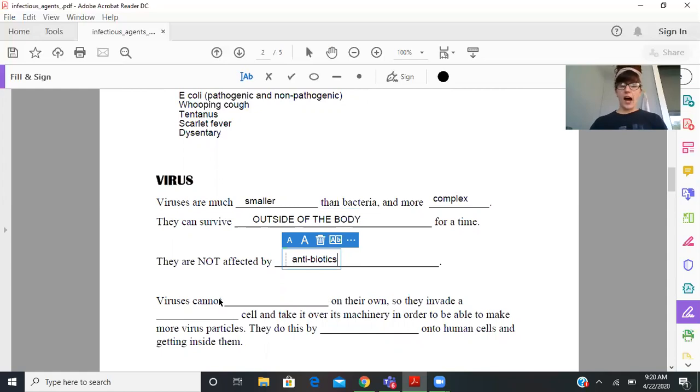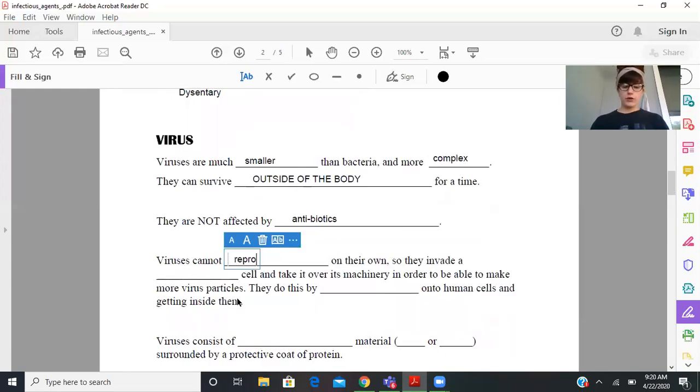Viruses cannot reproduce or multiply on their own, however. So even though they can live outside the body, they can't reproduce on their own. They have to invade a host cell to take over and then make copies.